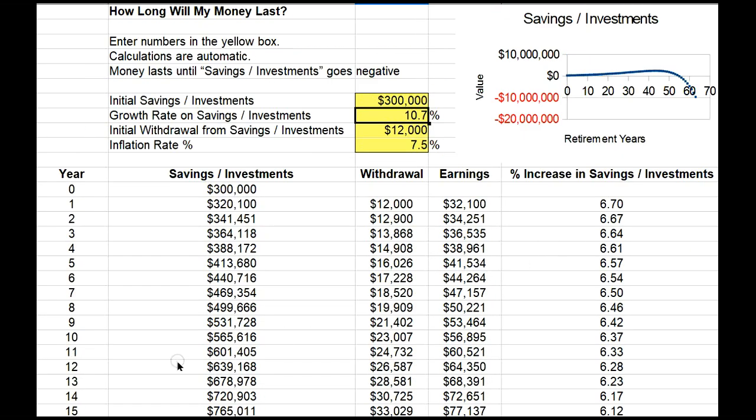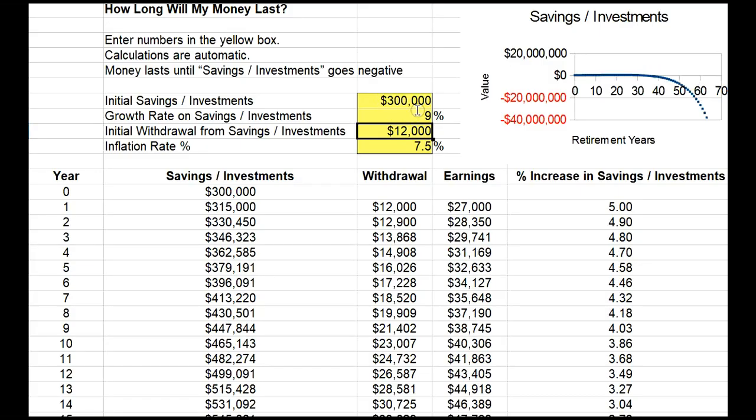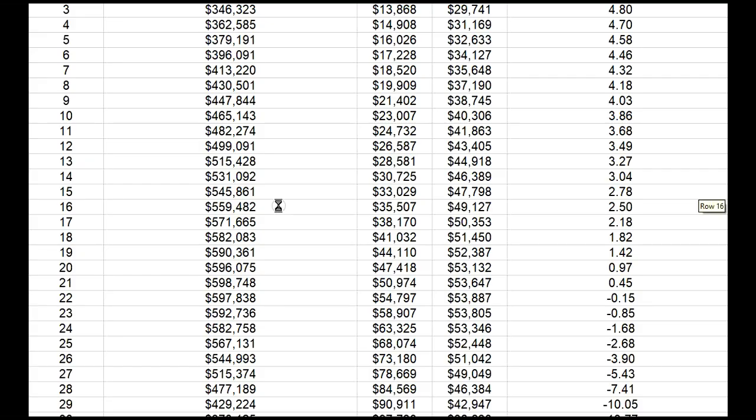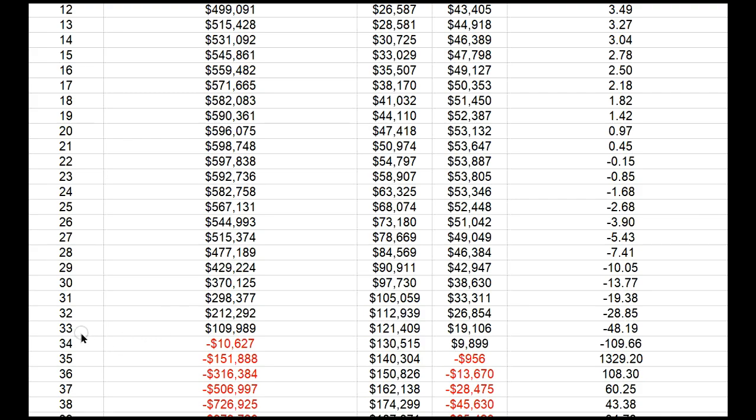Let us go back up and make some more changes. Our growth rate is 10.7%. Let us see what happens if we reduce the value to only 9%. Let us scroll down to look at the numbers. Now, our money lasts only 33 years. That is a lesson learned. It is pretty important to use investments that produce a good rate of return even during retirement.